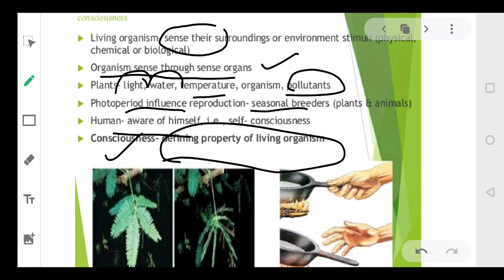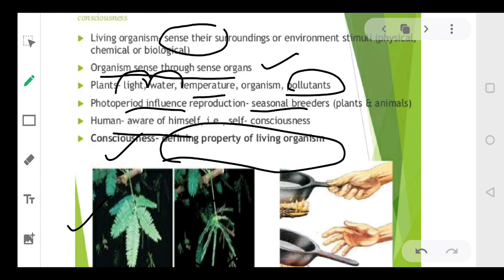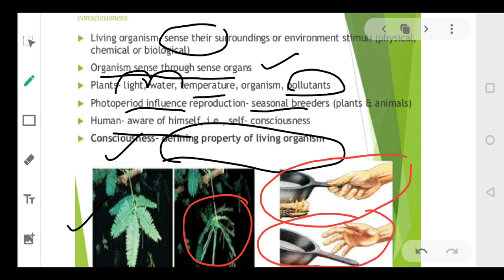Now see, I've shown you some pictures. This is a picture of the Chui Mui plant. When you touch the leaves of this plant, the leaves droop. So even plants respond. Similarly, if you are holding a hot pan, suddenly you will feel warmth, and quite possibly the pan may fall from your hand.